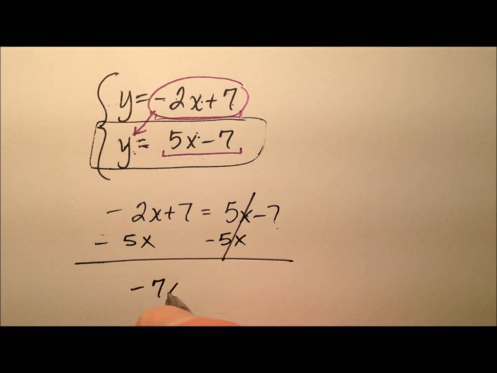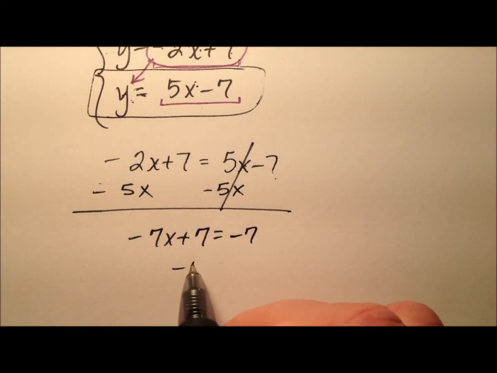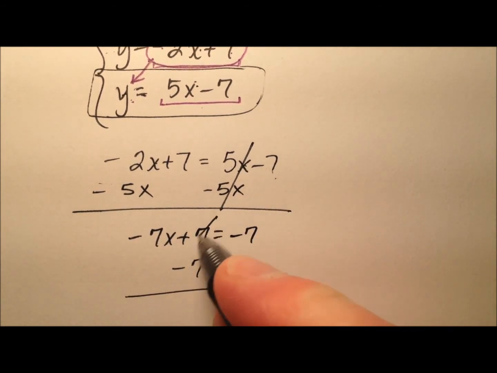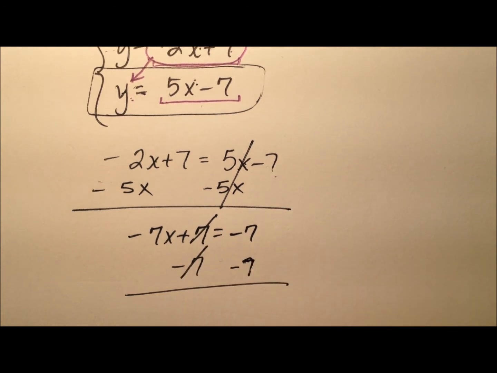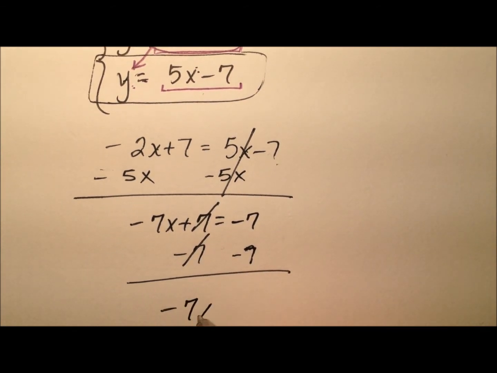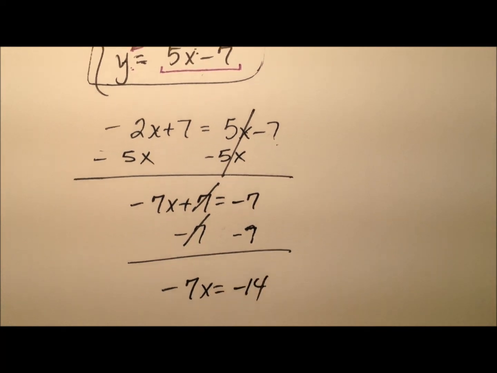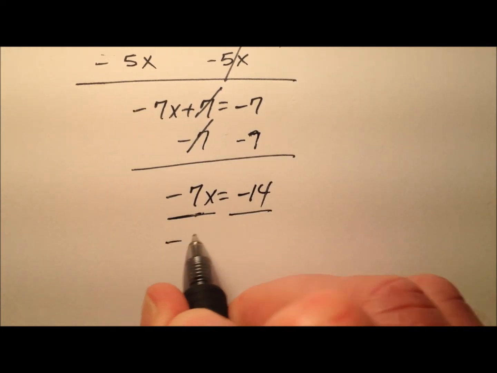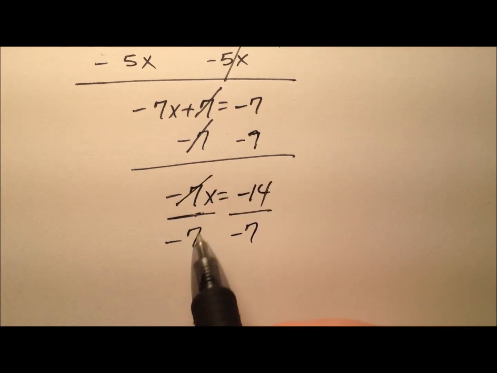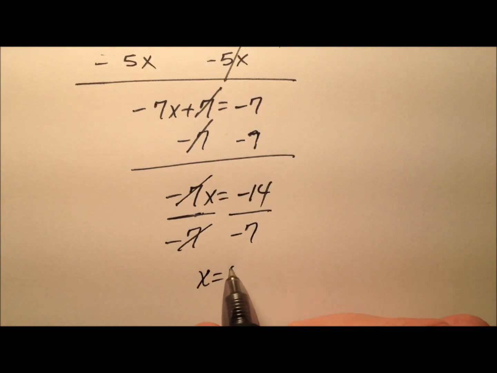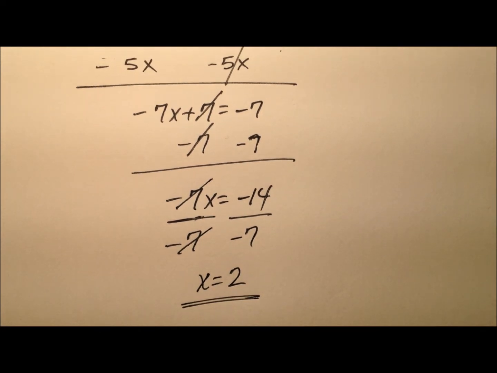So we have negative 7x plus 7 equals negative 7. Let's subtract 7 from both sides to get rid of these constants on the left. So that means negative 7x equals negative 14. And a quick division by negative 7 will give us an x value of 2. Well, okay, does that mean we're done? Not quite, remember, because the solution that we're looking for is actually an ordered pair. It's the point of intersection of these two lines.